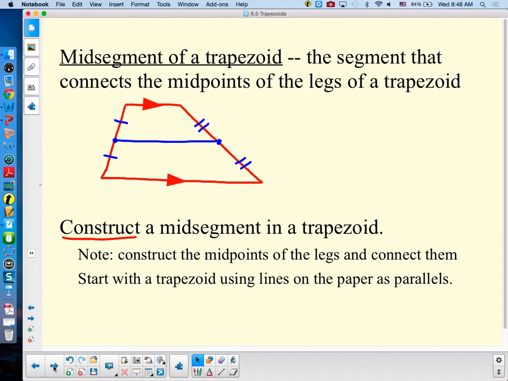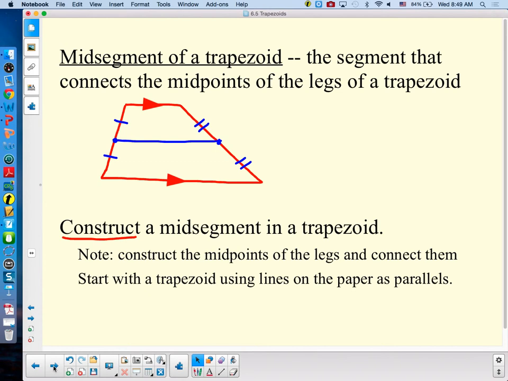Okay, the next term is mid-segment of a trapezoid. This is a special segment that connects the midpoints of the legs of a trapezoid. So pause so that you can write the notes down. Okay, you'll notice that I have a construction on here, so grab your compass and straight edge. I want you to actually construct the mid-segment in a trapezoid. Now all you have to do is construct two midpoints, and we have done that before.